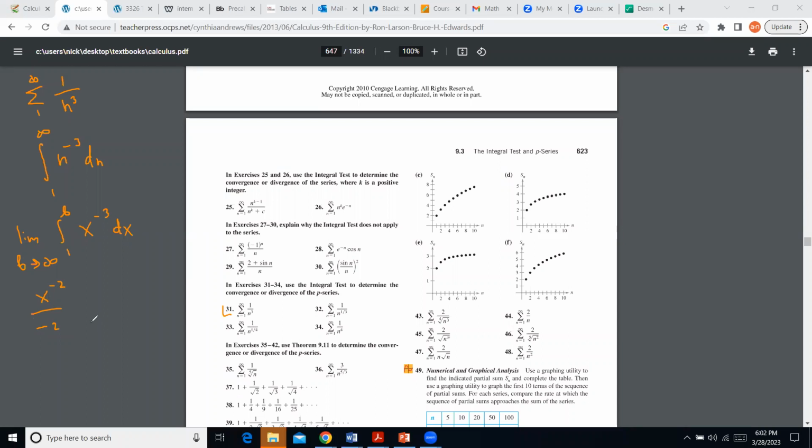We increase the power by 1 and put the same number in the denominator, and then go from 1 to b. And of course, don't forget about our limit. So when you do this, I have -1 over b squared, and then subtract -1 over 2b squared, which is 1 over 2 times 1. And of course, b is sent to infinity.